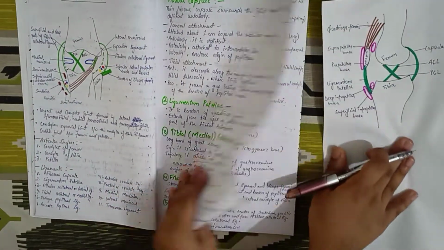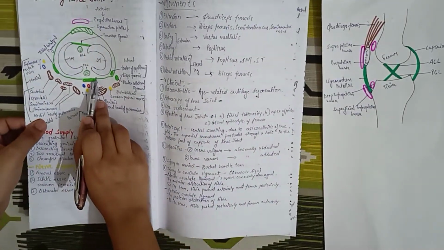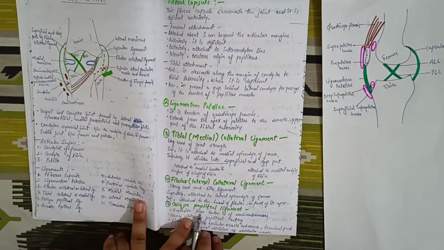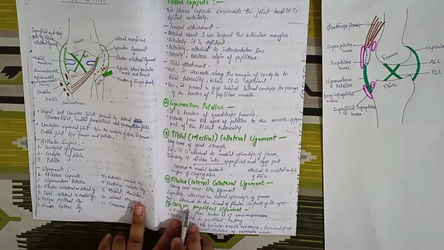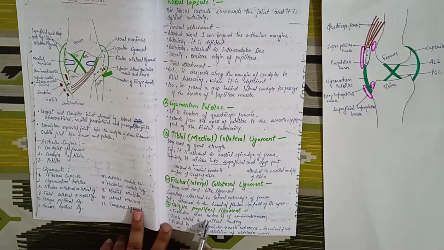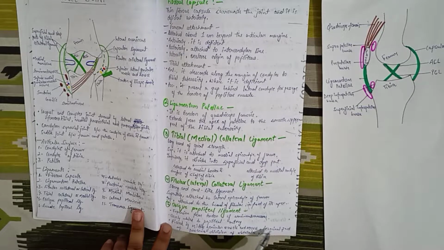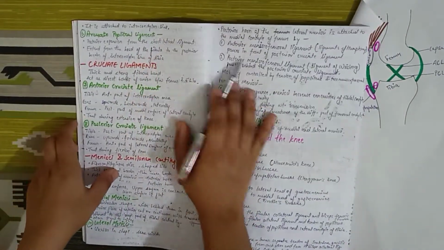The next ligament is the oblique popliteal ligament. Here it is. This is the oblique popliteal ligament. It is an expansion from the tendon of semimembranosus, closely related to the popliteal artery, pierced by the medial genicular vessels and nerves, the terminal part of the posterior division of the obturator nerve. It is attached to the intercondylar line.